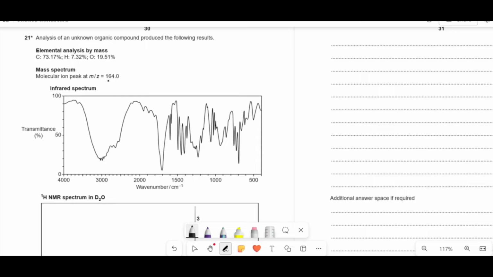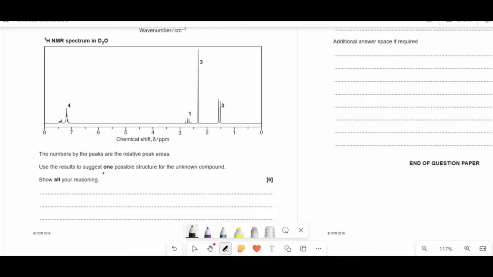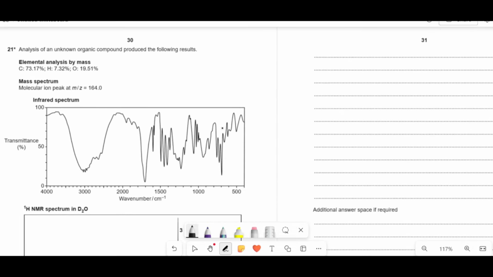So analysis of an unknown organic compound gave you these results. Here's its elemental analysis by mass, then a mass spectrum, and a proton NMR spectrum, and the numbers by the peaks are the relative peak areas. Use your results to suggest one possible structure and show all your reasoning. Do not jump back and forth. Work through it step by step, get all the pieces, and you'll be chilling.